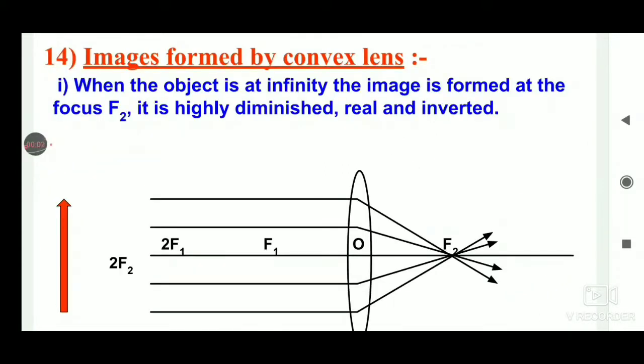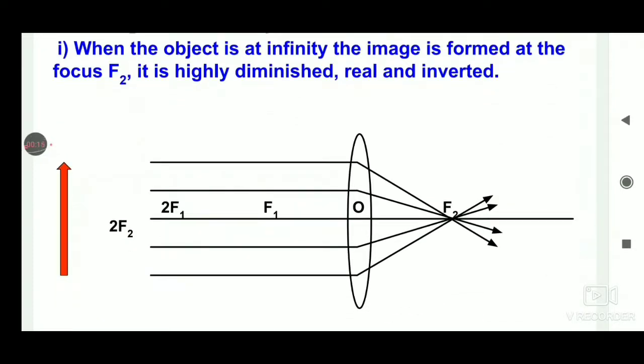Now the images formed first by convex lens. First case, when the object is at infinity, the image is formed at the focus and the image is highly diminished, meaning the size of the image will be greatly reduced in comparison to the object. The image will be real, real meaning that it can be formed on a screen, and the image will be inverted.